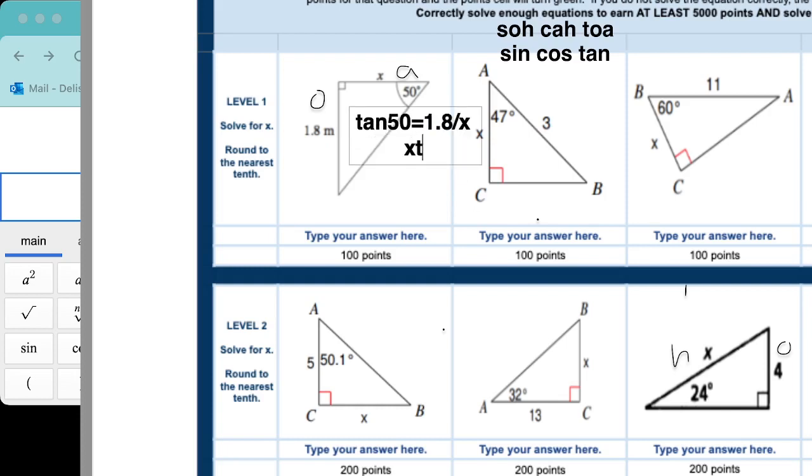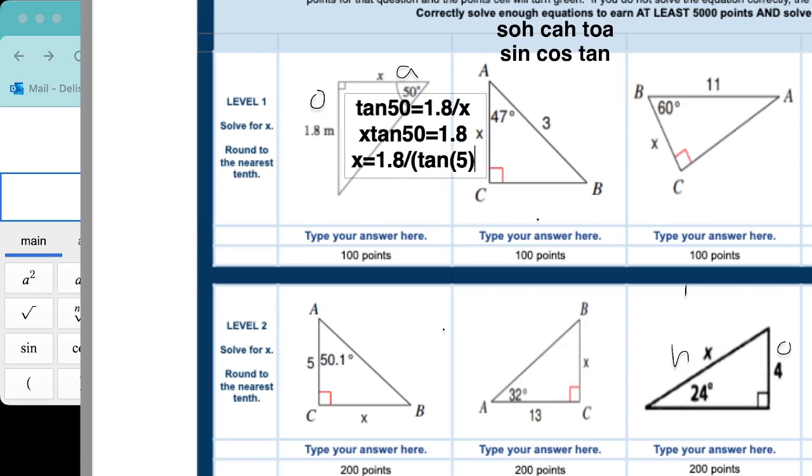Then you're going to want to multiply each side by x, so that way your x is in your numerator or top of your fraction. And then you want to divide each side by tangent 50 to make sure x is by itself.